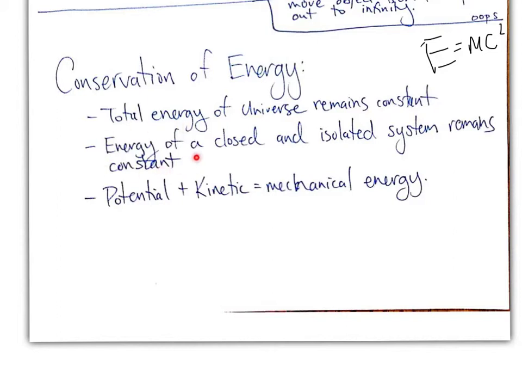This is normally what we're using when we're using conservation of energy to solve questions such as a roller coaster or an apple falling from a tree or something like that. Closed and isolated, if you know what those terms mean, great. If not, I think it's on the next page. Frequently, we're just talking about mechanical energy, so that is the sum of potential plus kinetic.